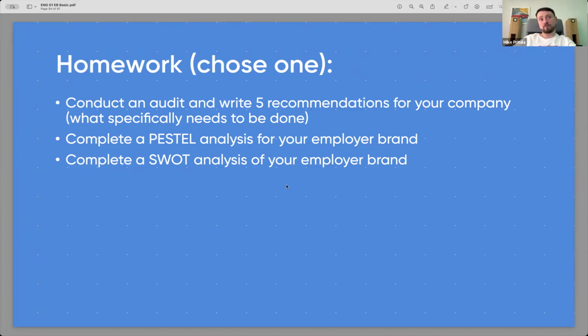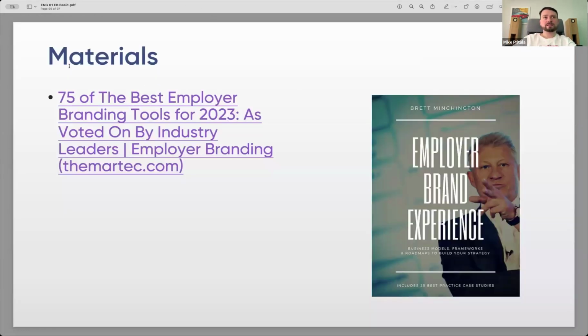Now the homework. You choose just one, you don't need to accomplish all of them. Conduct an audit, write up the audit like the one we saw today with these questions, and write 5 recommendations for a company. What specifically needs to be done? Maybe you may choose the second one. You need to complete a PESTLE analysis for your employer brand, or the third one, complete a SWOT analysis of your employer brand.